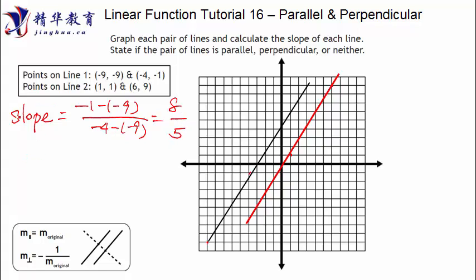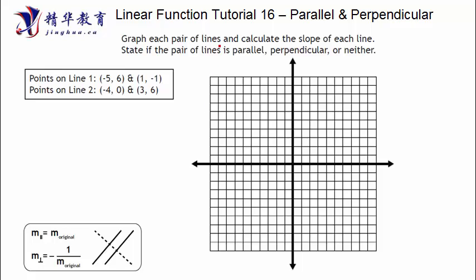And then for line 2, slope 2 equals 9 minus 1 over 6 minus 1, which is equal to 8 over 5. So we got slope 1 equal to 8 over 5, and slope 2 equal to 8 over 5 too. That means we learned one thing here: as long as the slopes are the same, these 2 lines are parallel, and vice versa. If the 2 lines are parallel, the slopes must be the same.